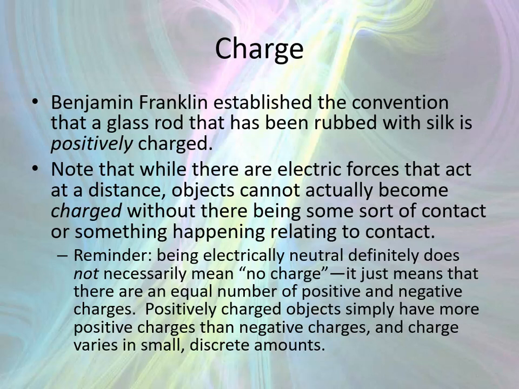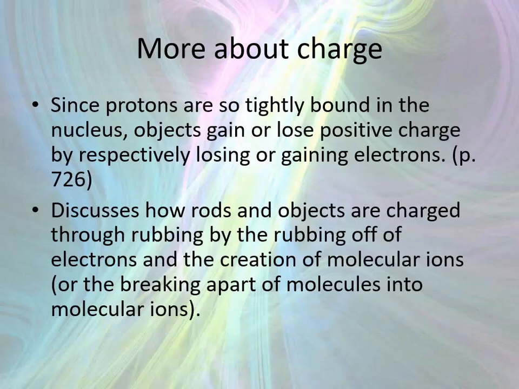And I should note that while there are electric forces that act at a distance, objects cannot actually become charged without there being some sort of contact. So, for example, being electrically neutral definitely does not necessarily mean that there is no charge. In other words, charge can be rubbed off and transferred by contact to some other items that are uncharged or that are charged, and that could either add to their charge or help to cancel out the charge if the charges were originally opposite.